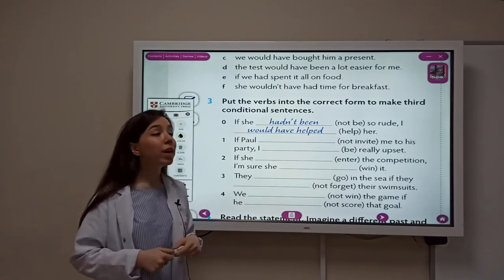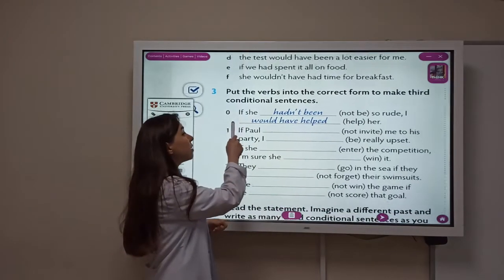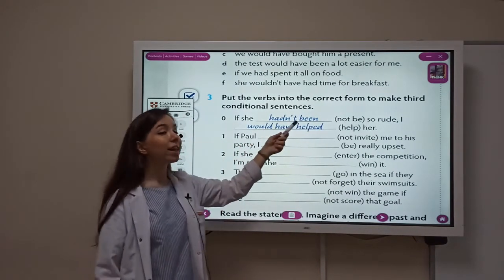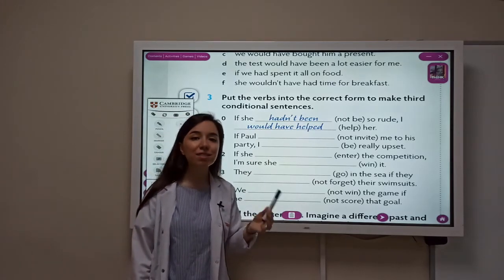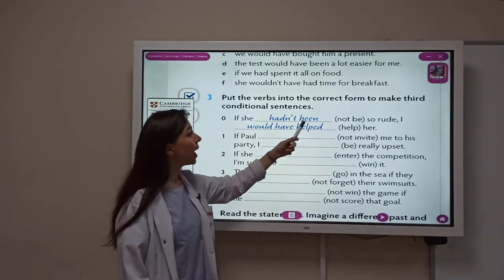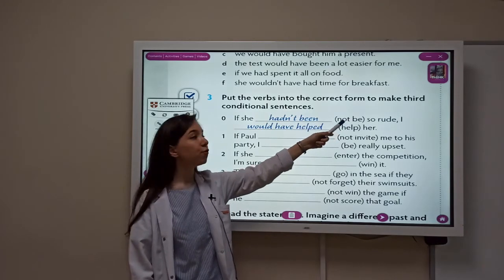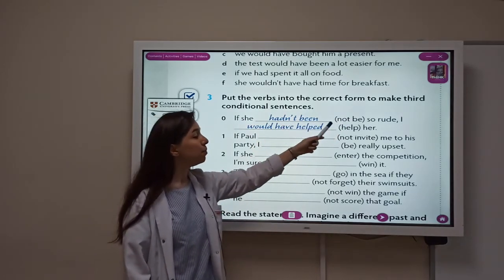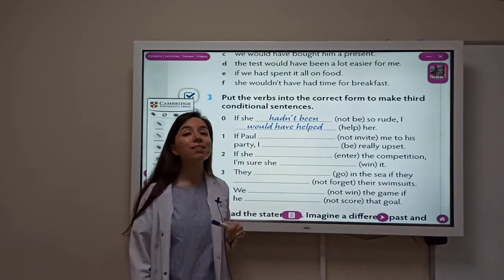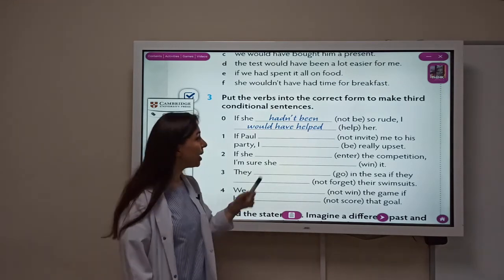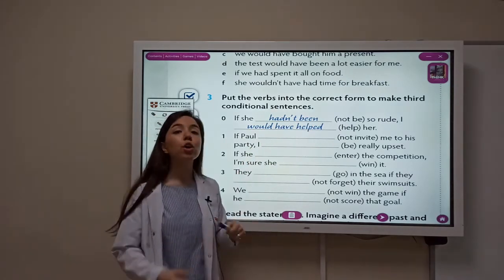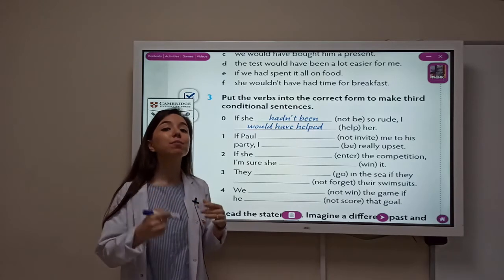Look at here, because our sentence started with the if clause, we know that after that we write past perfect. If she hadn't, and because here we have negative form, we said if she hadn't been, be is the past participle form of be. Yes, I would have helped her. Would plus have plus past participle form of it.